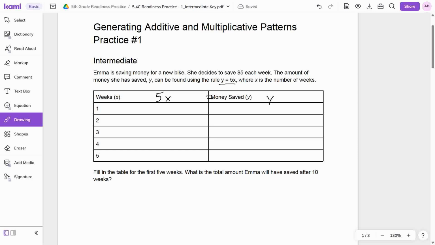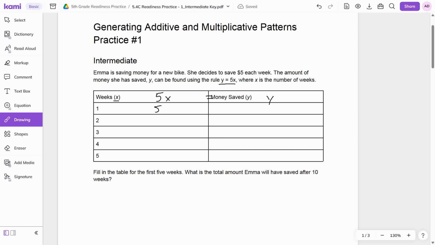And the 5 next to the x, that means we're going to multiply. When you have a number right next to a letter, which is an unknown, and there's no operation in between, you can assume it's multiplication. So what we can do here is we can take our 5 and we're going to replace the x with the weeks because the weeks represents our x.